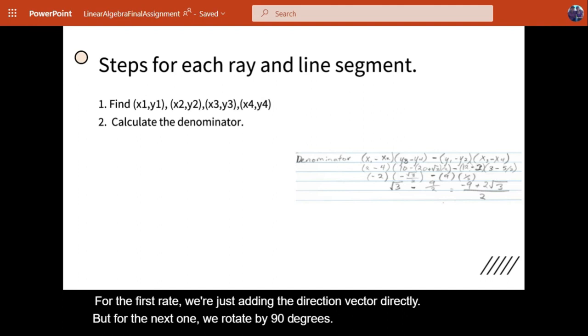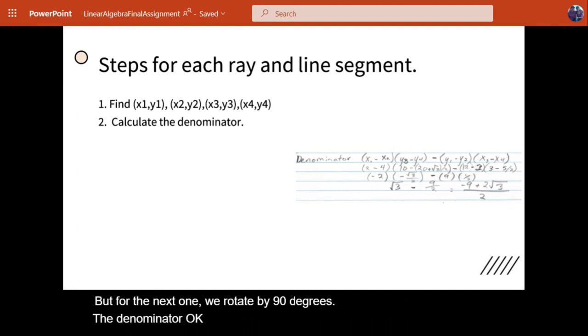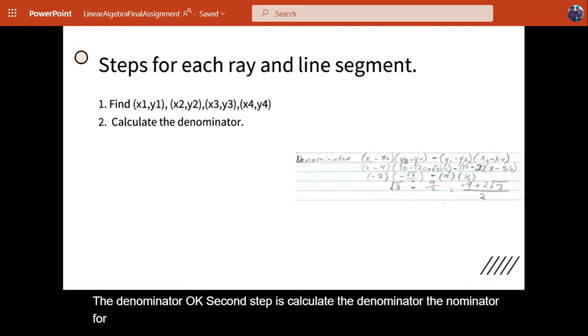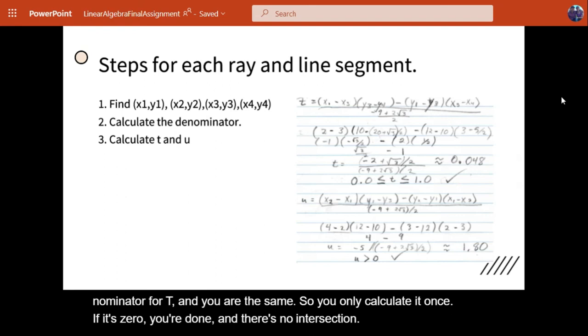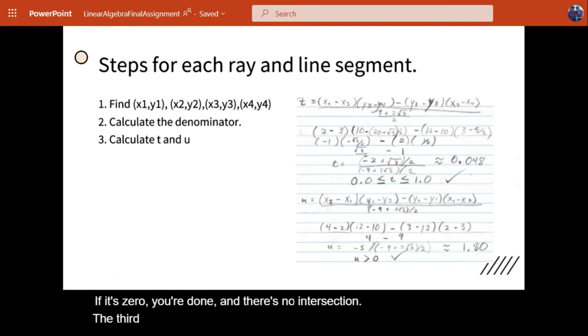The second step is to calculate the denominator. The denominator for t and u are the same, so you only calculate it once. If it's 0, you're done and there's no intersection. The third step is to calculate t and u and check that t is between 0 and 1 and u is greater than 0. If it's not, you're done, there's no intersection.